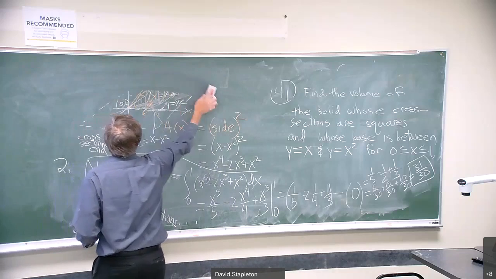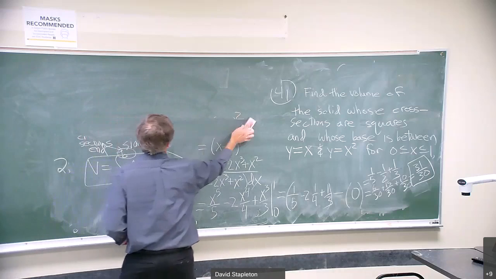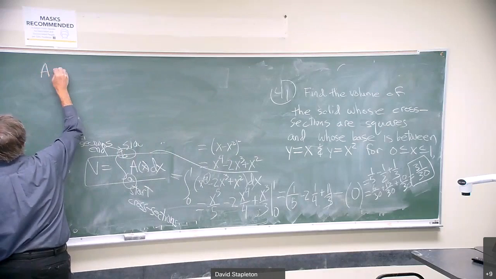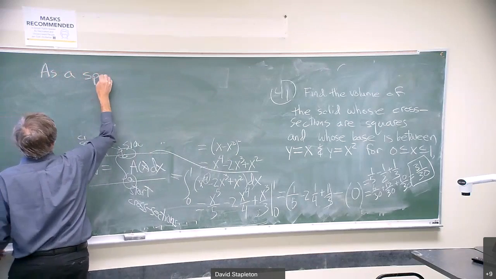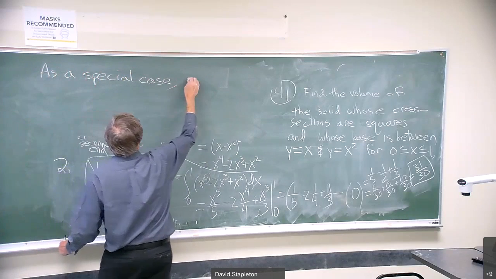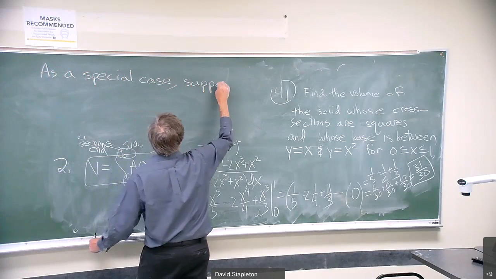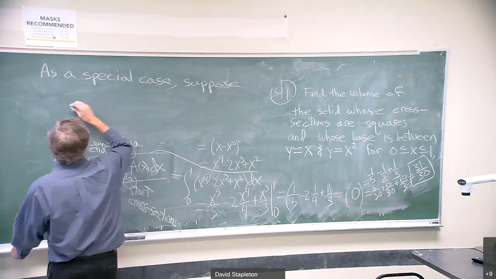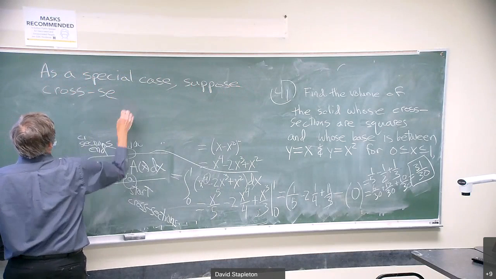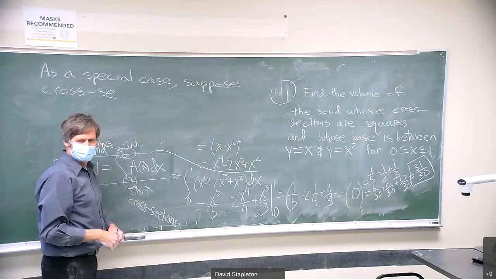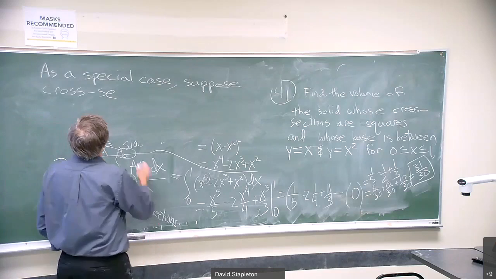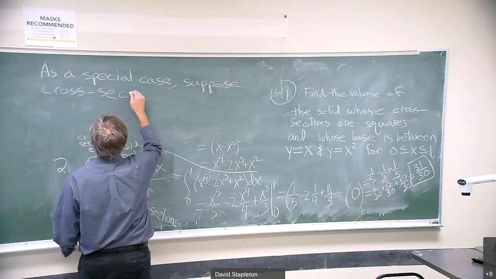Now, what we'll do is consider some special cases of that. Actually, only 2 of them. As a first special case, suppose that cross sections are discs. What's a disc? Yeah, it's a circle with its interior. An open disc is the interior of the circle. A closed disc is the circle together with its interior. So a disc in any case is the interior of a circle and maybe the circle on top of it.